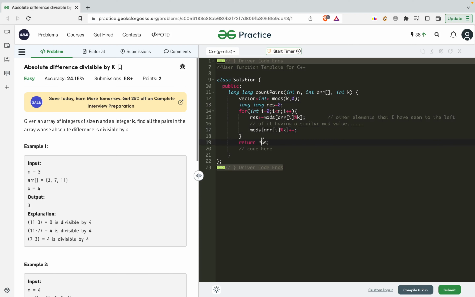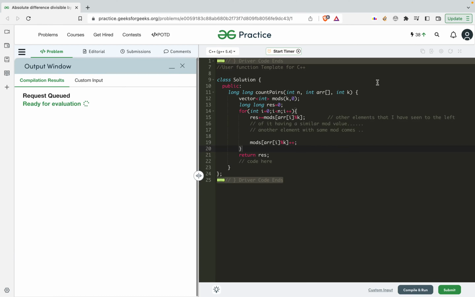Cool. After that, I'm incrementing the value of my mods, because when I move to the right of it, so let's say another element comes with the same mod, then in that case it can use this particular element, that is the array element i over here, to make a pair with it, because both of them have the same modulus. So that's why I'm incrementing it. Finally, I'm returning my result variable.